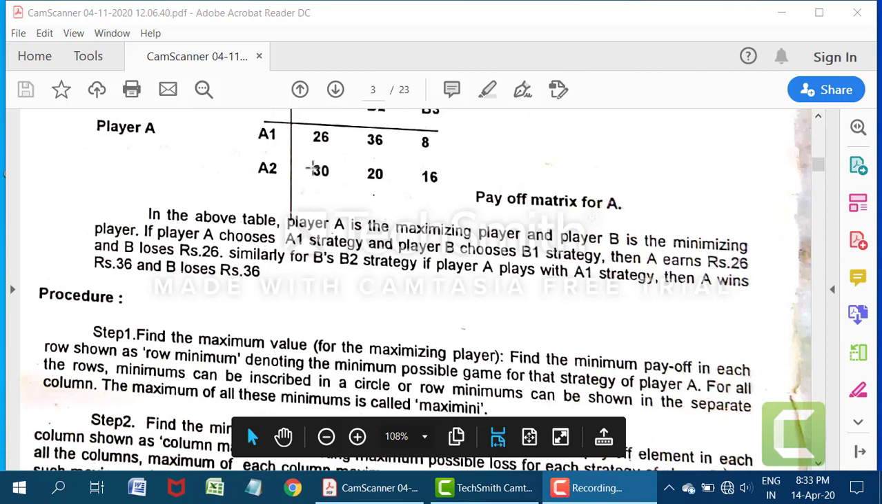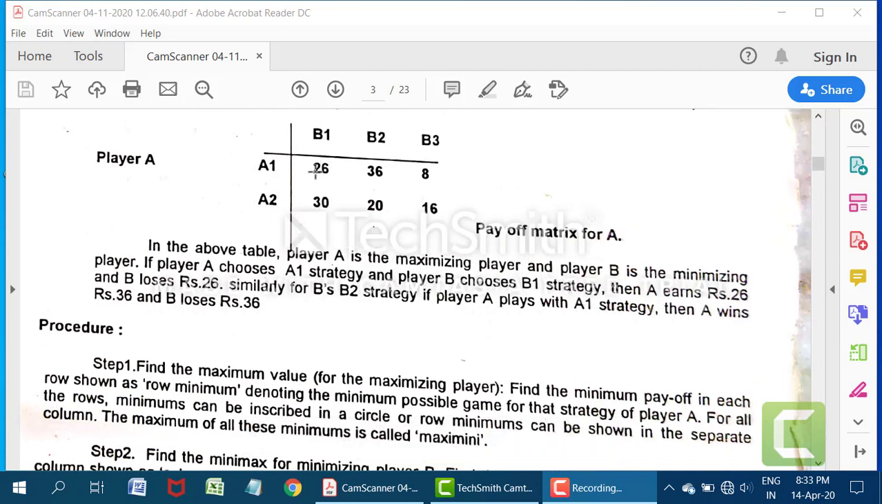Similarly, column-wise, in each column you identify the maximum value instead of the minimum value. In rows we take the minimum, in columns we take the maximum. So this column maximum is 30, square it. This column maximum is 36, square it. This column maximum is 16, square it.